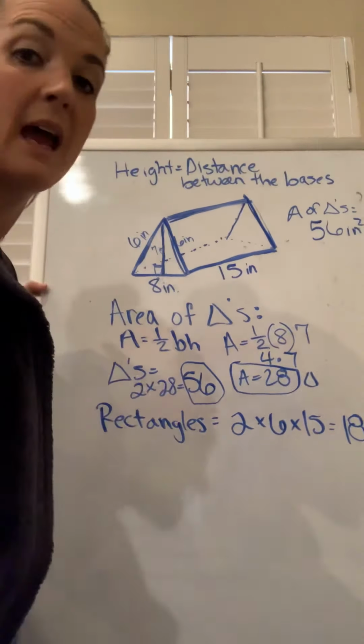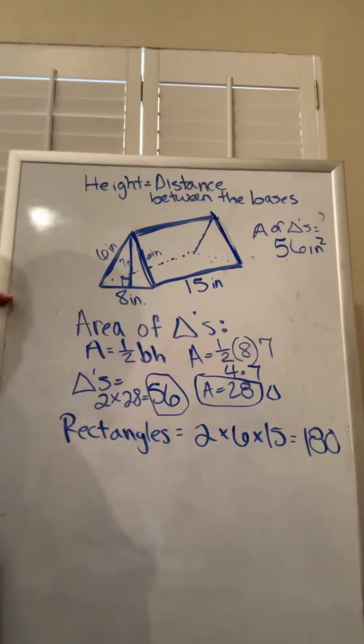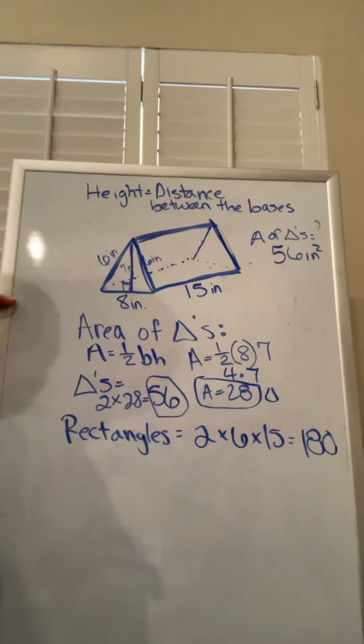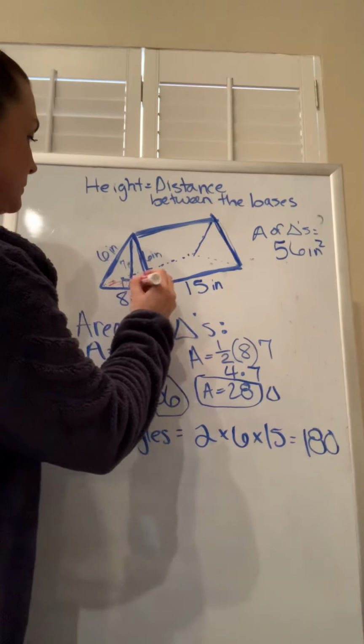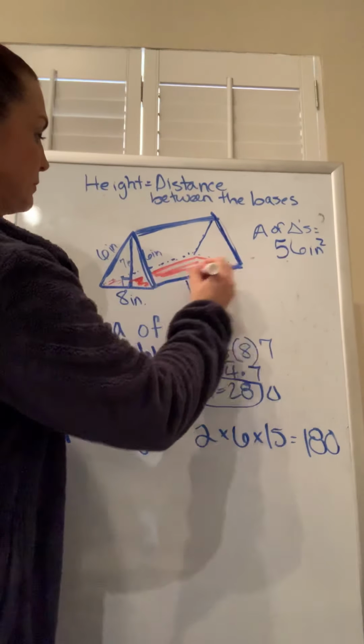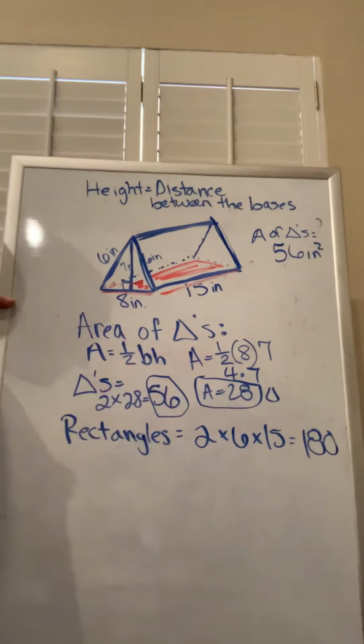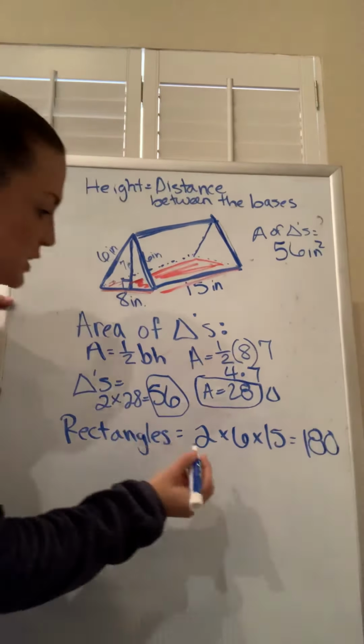Then, after we find that rectangle, now we have this bottom rectangle right here, okay? And it's an 8 by 15. All right, so we have an 8 by 15. That's 120. Now we have all of our parts.